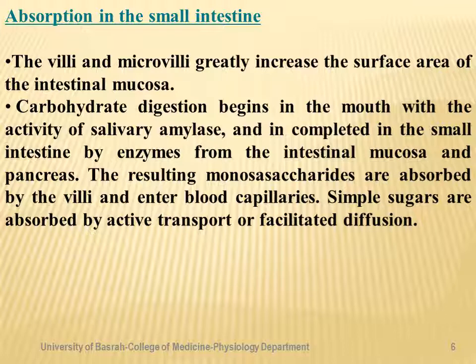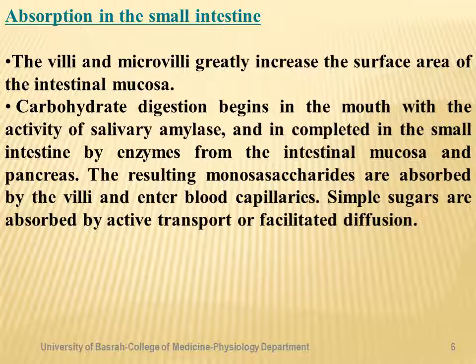Usually the intestinal wall is prepared and able to absorb different types of digested food. Carbohydrate digestion begins in the mouth. The first step is digestion of carbohydrate by alpha amylase in the mouth, and it is completed in the intestine by enzymes from the intestinal mucosa and by the pancreatic enzyme, pancreatic amylase.